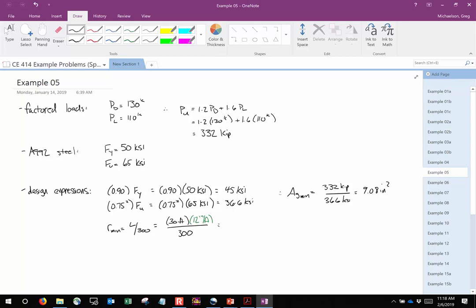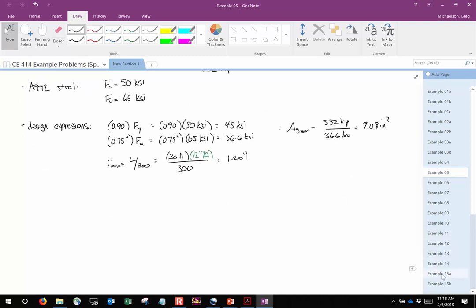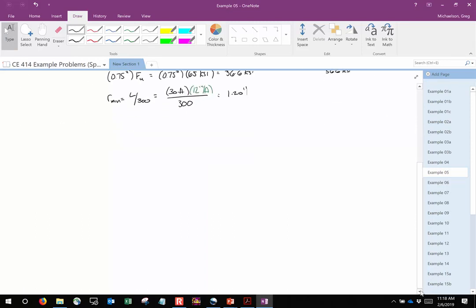So, okay, going back to r min, what's our r min limit going to be? 1.2 inches. Do I have a second on that? Okay. Everybody good so far? All right. So here's what we're going to do. We have a trial shape that I want to look up. An Ag min of 9.08 square inches and an r min of 1.2 inches.